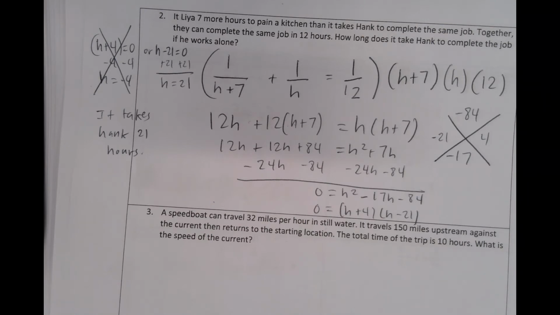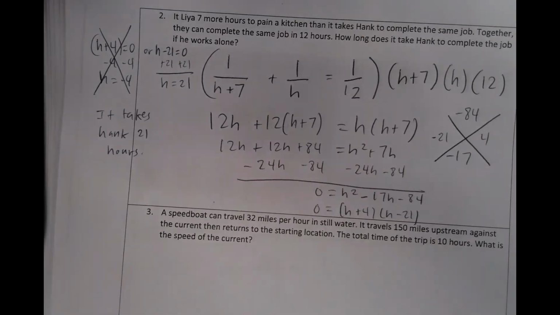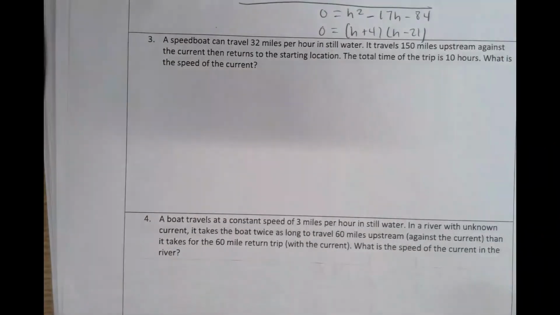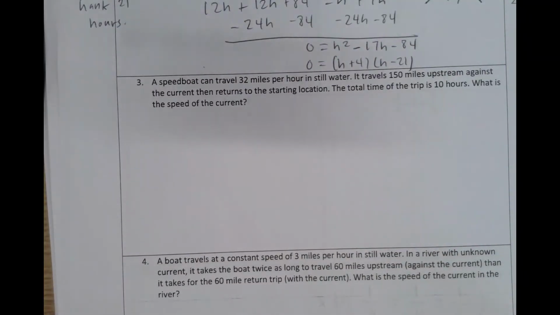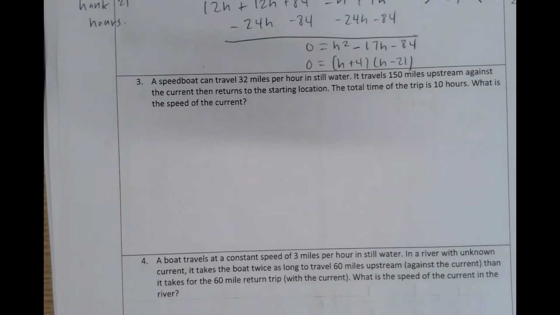Okay. Let's talk about these last two problems. These ones are the other type of problems that we'll have on the test. So this one says, a speedboat can travel 32 miles per hour in still water. It travels 150 miles upstream against the current and returns to the starting location. The total time of the trip is 10 hours. What is the speed of the current?